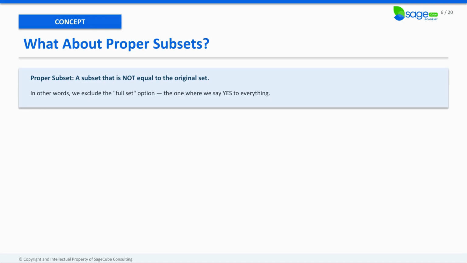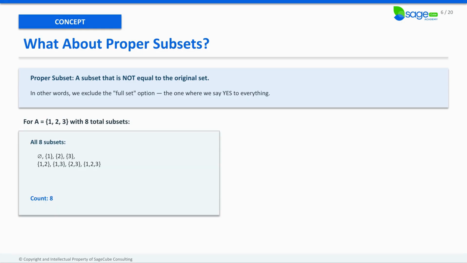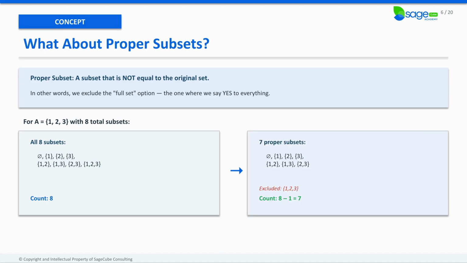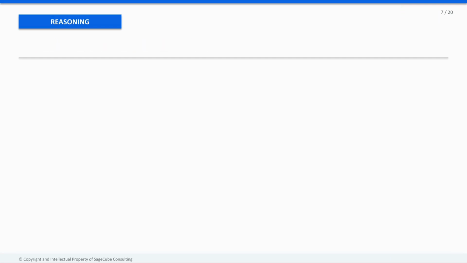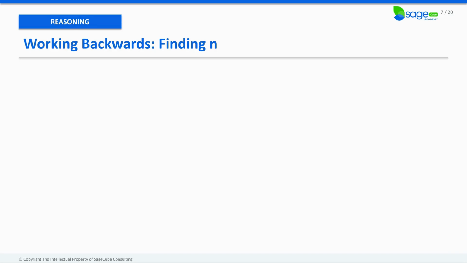So for A equals {1, 2, 3}, we had 8 total subsets, remember? So we are going to remove the full {1, 2, 3} subset, and then we'll have what? 7. Okay, so for proper subsets, we remove the full one. We always remove that one full set option. Does that make sense? And what if the question flips it, giving you the number of subsets and asking for n?